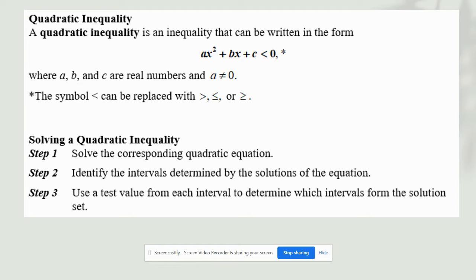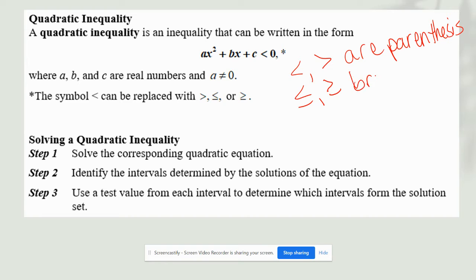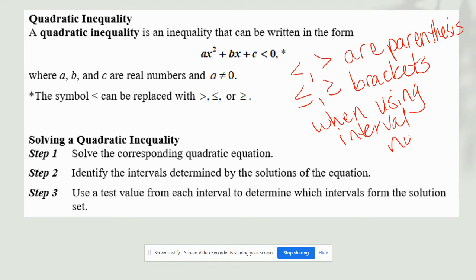Just a few reminders when we are solving inequalities and we write our solutions. Anything that is just less than or greater than gets parentheses. If it's equal to, it's brackets. When using interval notation. So a reminder of that from way back.